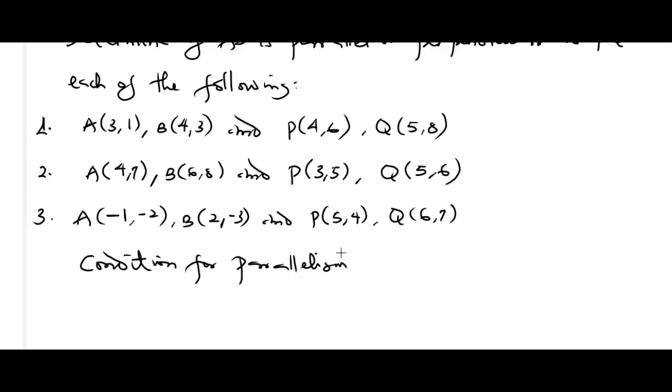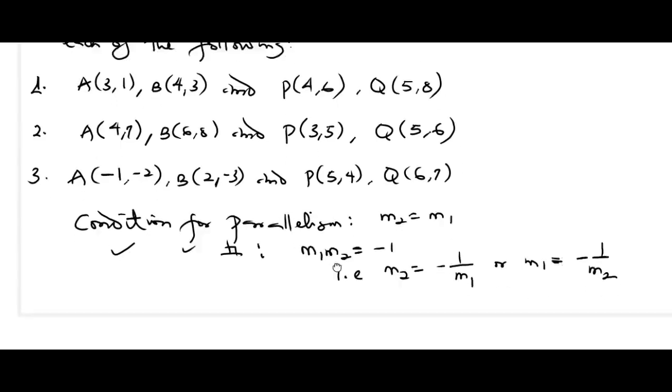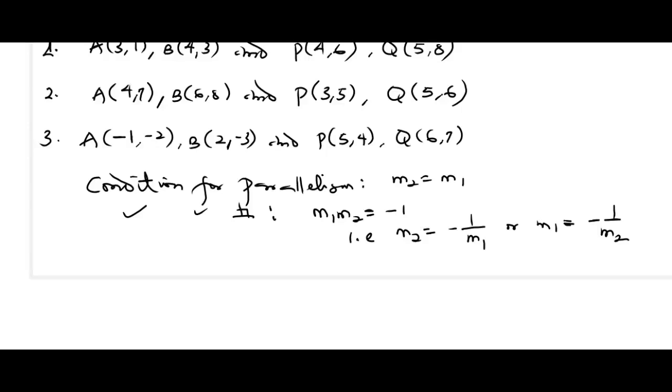Now for two lines to be parallel to each other, M2 must be equal to M1. That is, the slope of one line must be equal to the slope of another. Then the condition for perpendicularity. For two lines to be perpendicular to each other, the product of the two slopes must be equal to minus 1. That is, M2 equals minus 1 over M1, or M1 equals minus 1 over M2. So these are the conditions for parallelism and perpendicularity.